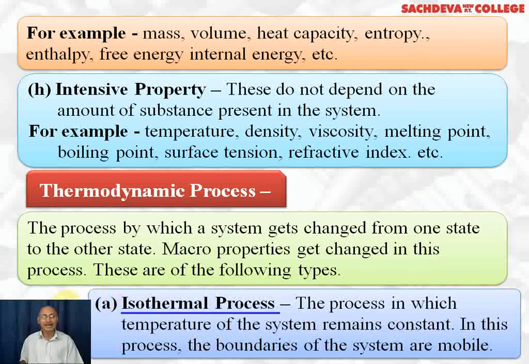First, we are taking the isothermal process. As the name suggests, iso means same, thermal means temperature. So, an isothermal process is a process in which the temperature of the system remains constant. And in this process, boundaries of the system are mobile. In a simple way, we can say the temperature remains constant or there is no change in temperature, or delta T is equal to 0.